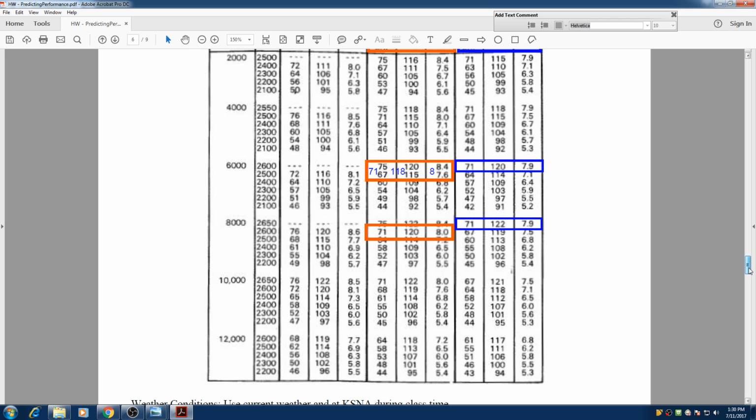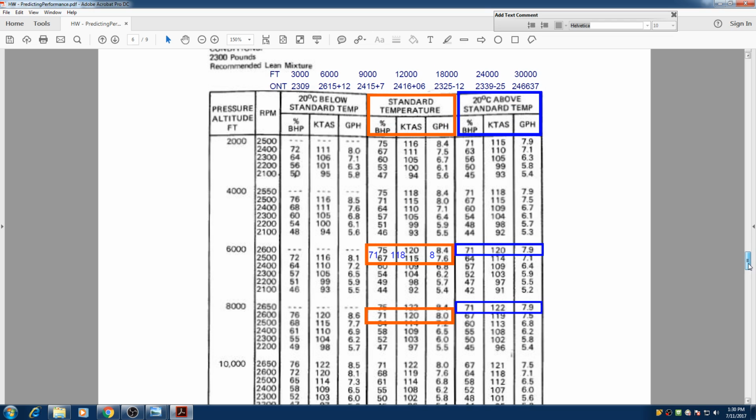Our temperature is not standard, so we need to figure out which column we're going to use. This column tells us the values for 20 degrees below standard temperature. This column, the whole column, tells us the values at standard temperature, and this column is 20 degrees above standard temperature. So we have a broad span between those categories.